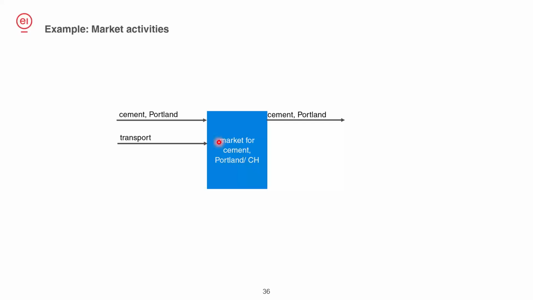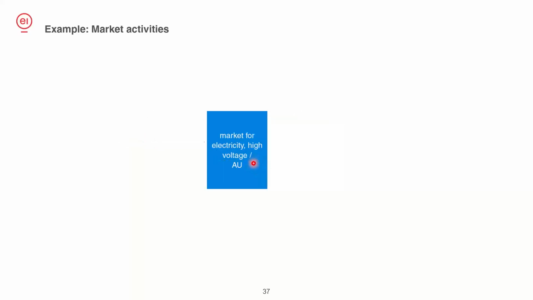If you know the exact transportation distance from a specific plant, because you are purchasing the cement bags from a specific plant, then you can model the transportation distance yourself. However, as an average, and since in many cases you may not purchase from a specific plant, the markets have average transportation distances for the geographies that they model.